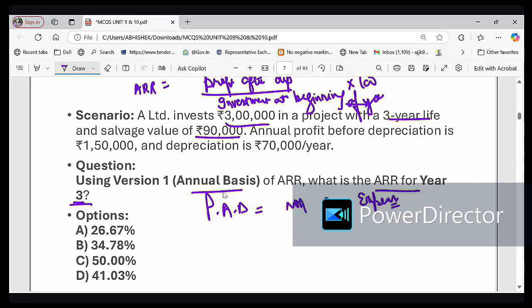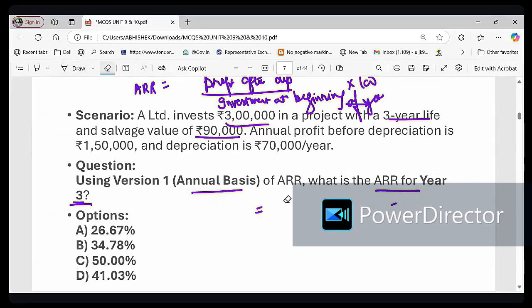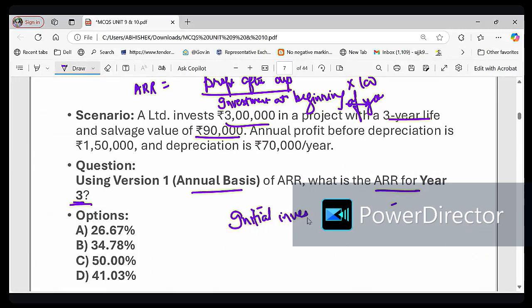Sorry, how to calculate the investment at the beginning of the year? Can you tell me what is the investment at the beginning of the 3rd year? What you have to do is find the initial investment, and subtract the depreciation accumulated until that point. Then you will get the investment at the beginning of the year. Right? Initial investment, subtract the depreciation accumulated. And this is how you calculate the investment at the beginning of the year.